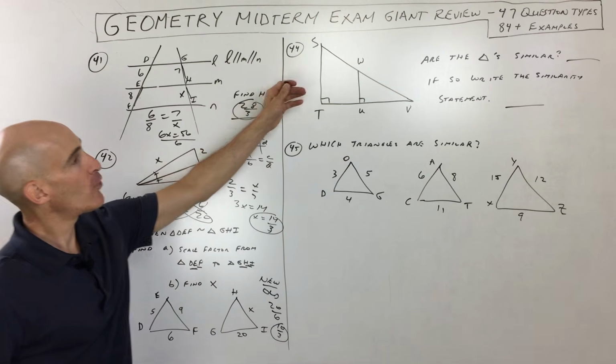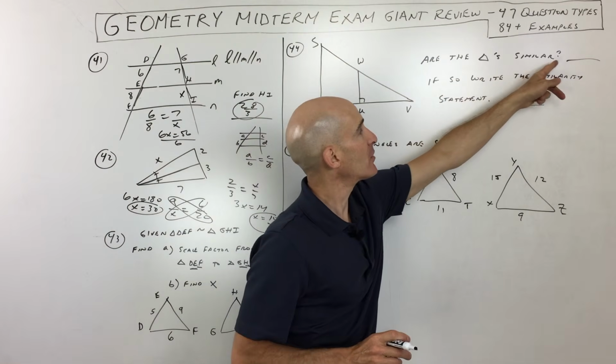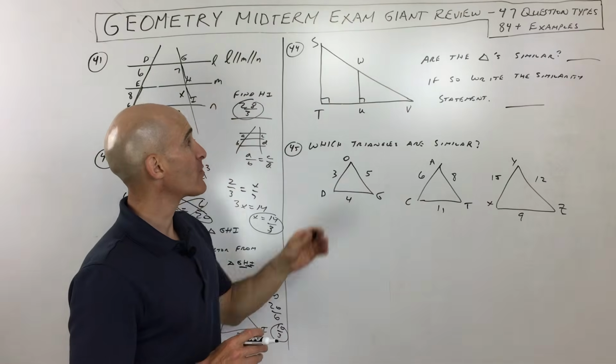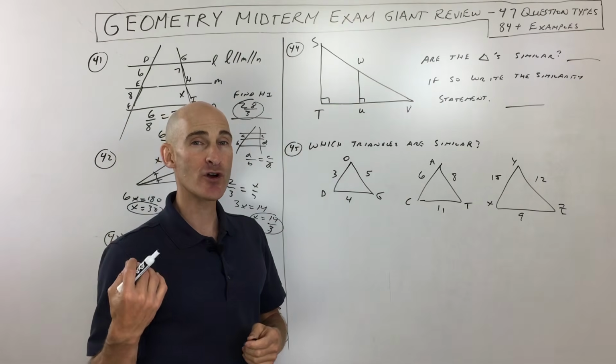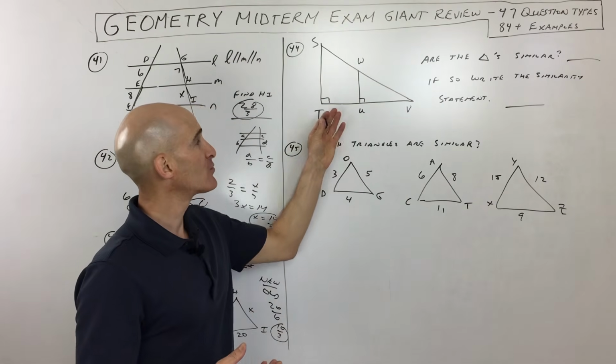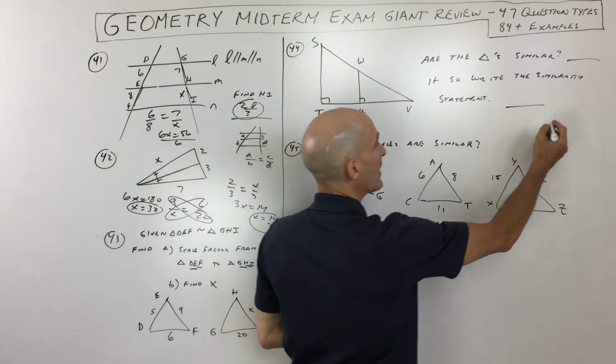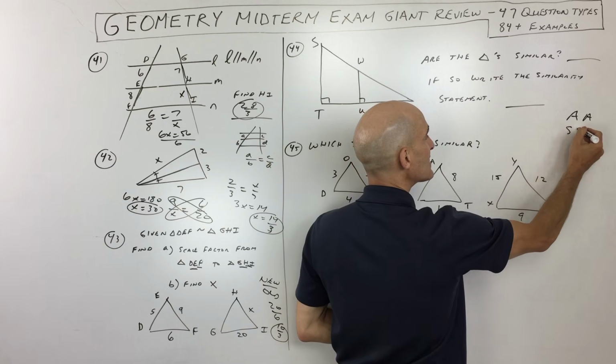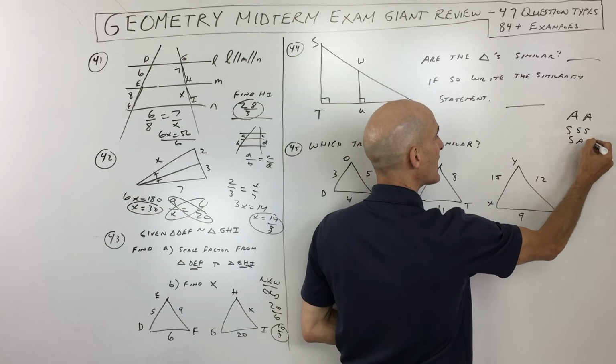Okay, now number 44, it says, are the triangles similar? Yes or no, and if they are, write the similarity statement. Now remember, we talked about proving triangles congruent earlier. There were 5 ways, right? But to prove triangles similar, there are only 3 ways. There's the angle-angle similarity, there's the side-side-side similarity, and then there's the side-angle-side.